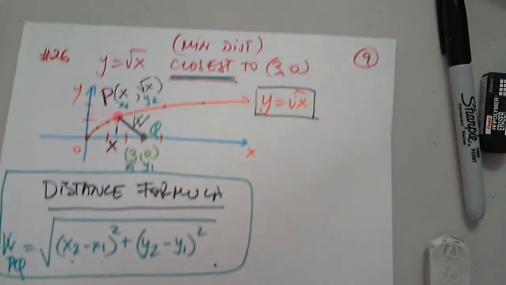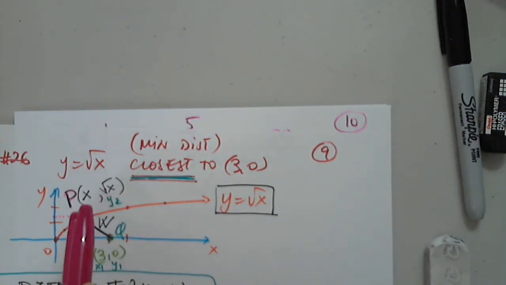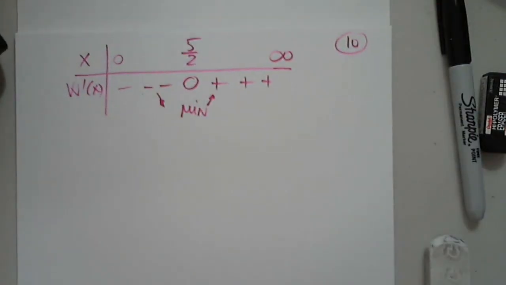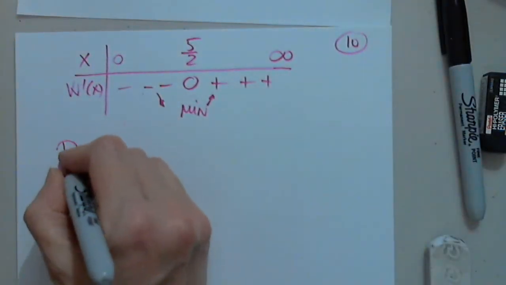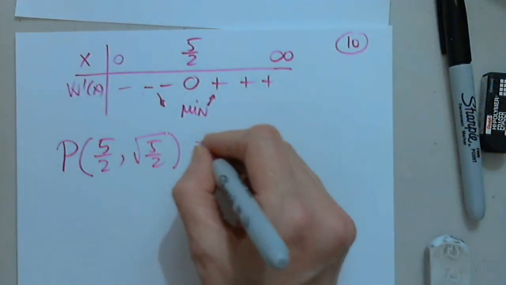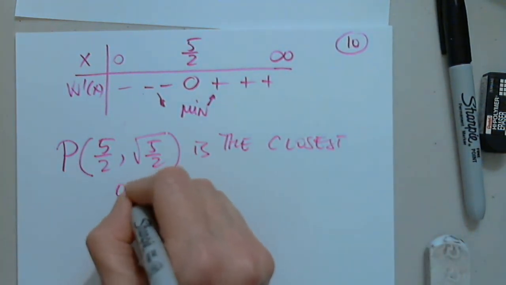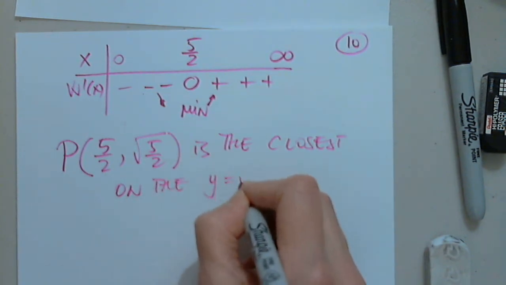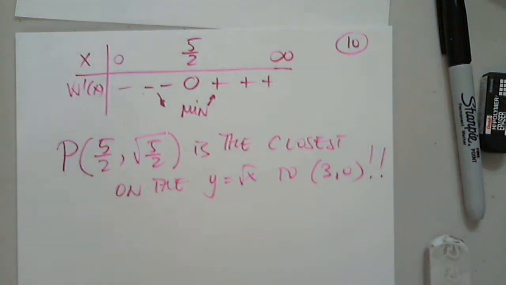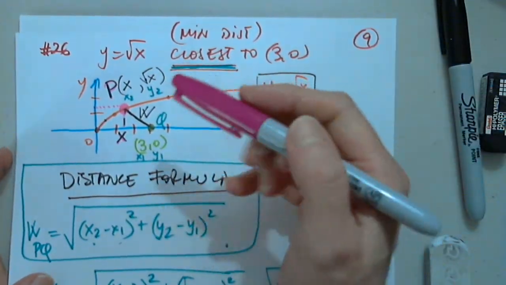Now, what is the point? So the point is x, comma, the square root of x. X is 5 halves, and this is the square root of 5 halves. So the point closest to 3 halves, P, is 5 halves, comma, the square root of 5 halves, is the closest on the graph of y equals the square root of x to 3, comma, 0. Guaranteed. Now you can go back if you want and just put it where it should be.